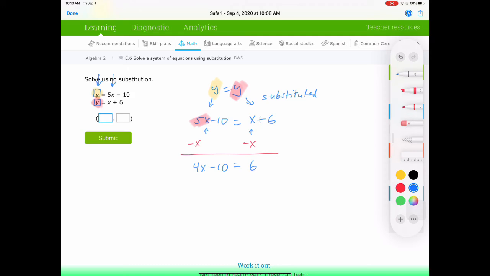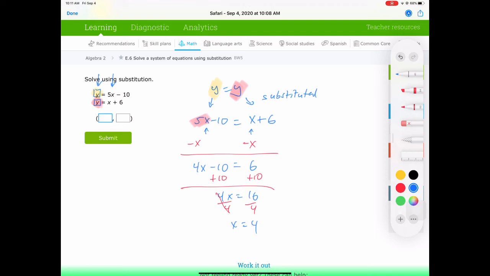Now this is a two-step equation. We're going to get rid of the 10 first. Opposite operation of minus 10 is add 10 to both sides. 4x is equal to 16. And then we have a one-step equation: opposite of multiply is divide by 4. x is 4.